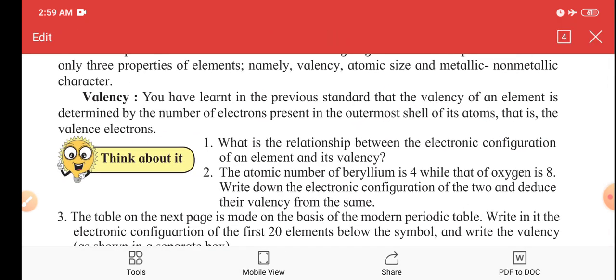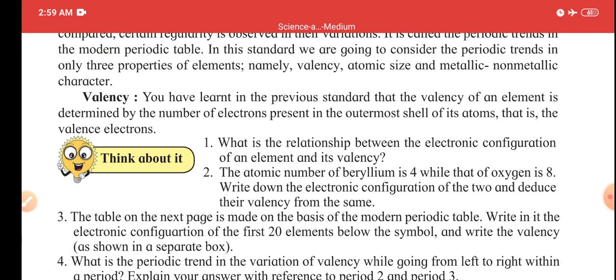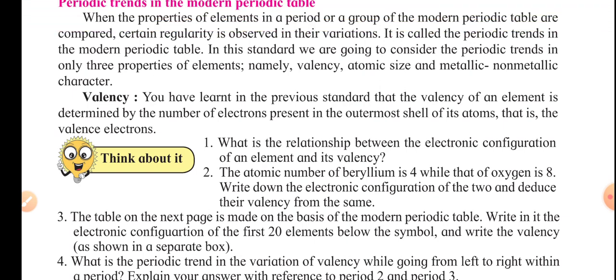So what is valency? Valency of an element is the ability to combine with other elements. It is determined by the number of electrons in the outermost shell of each atom of the element. So basically what is valency? It is something that we have learned in our previous classes.